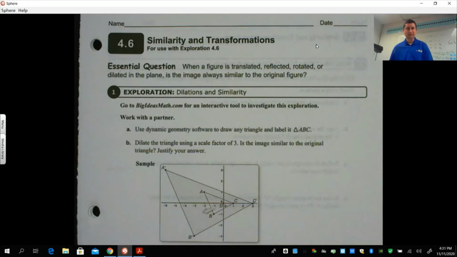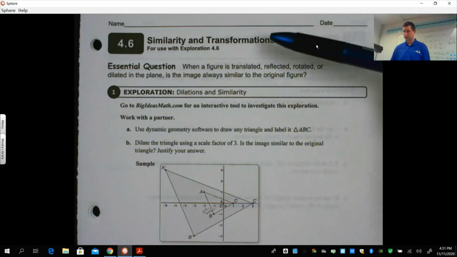Hello, Geometry. We have reached the end of Chapter 4 now. This is the last lesson in Chapter 4, so you're doing a good job. Proud of each one of you. This last one deals with the similarity, so we're putting in the dilations, but with the transformations as well.